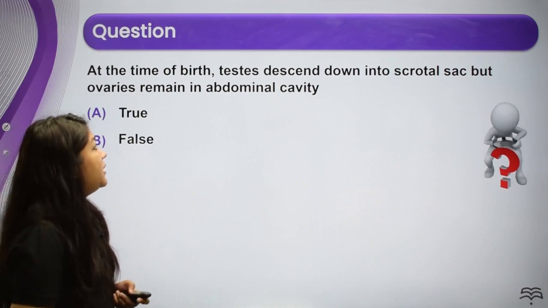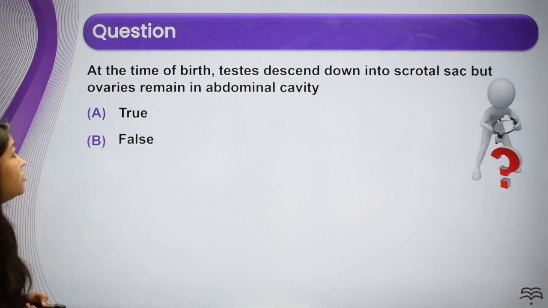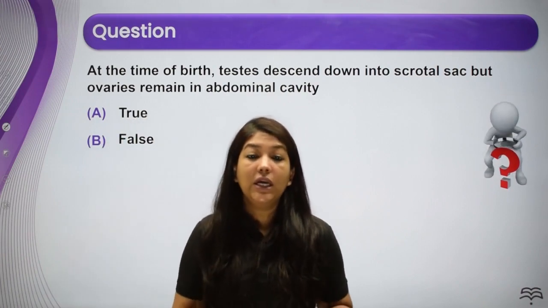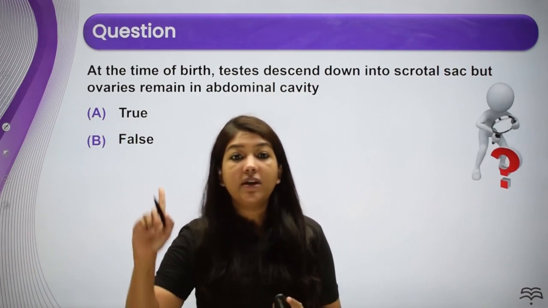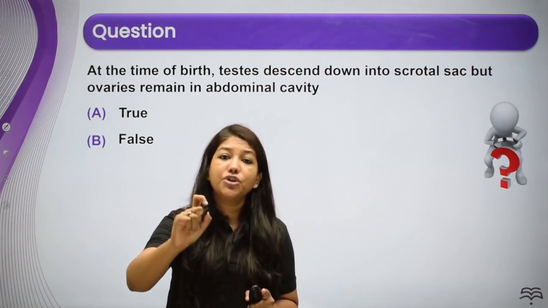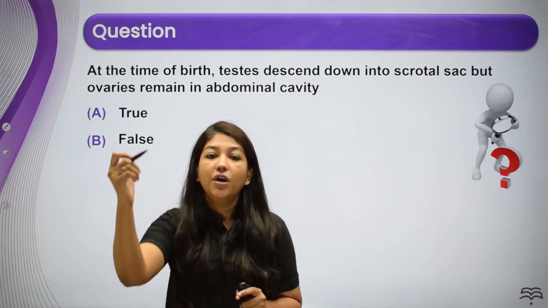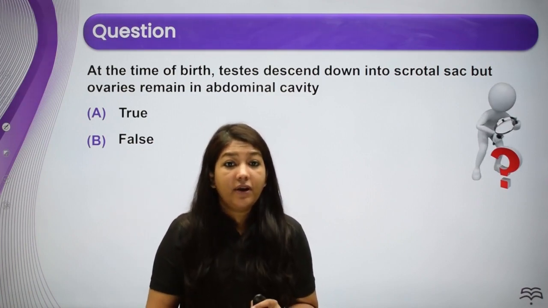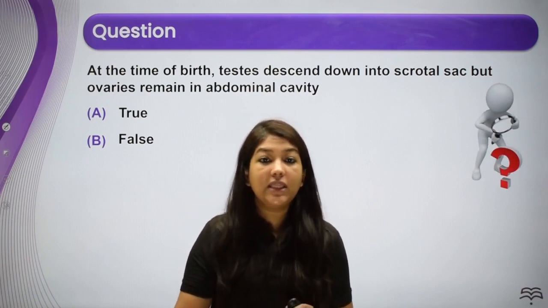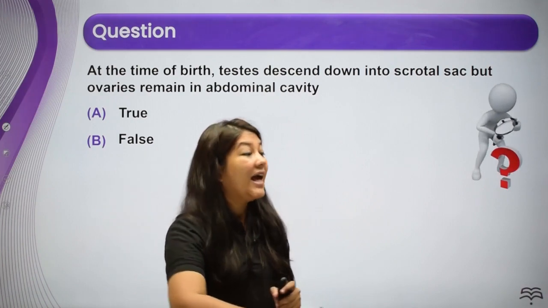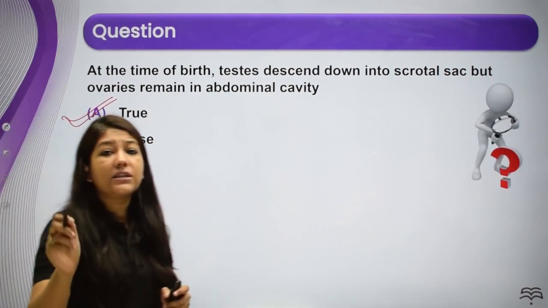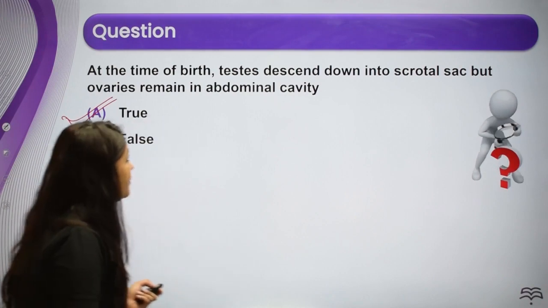At the time of birth, testes descend down into the scrotal sac, but ovaries remain in the abdominal cavity. When we talked about development, I had told this, right? The testes' location is extra-abdominal, they descend. And they are going to move into the scrotal sac, but the ovaries stay in the abdominal cavity. So this statement is absolutely correct. What is going to be the answer? The answer is going to be true.